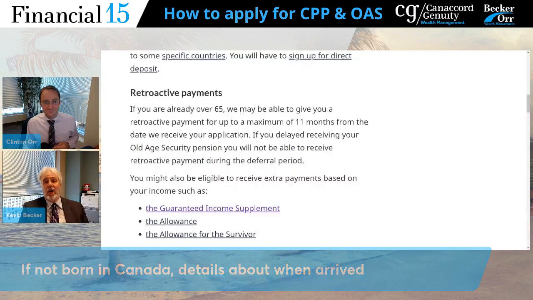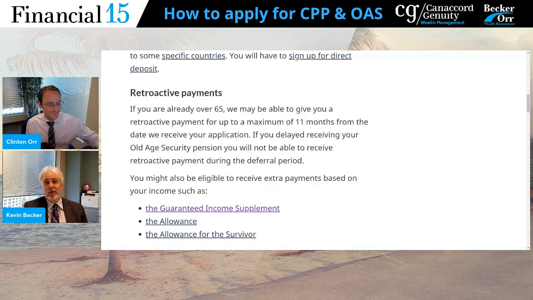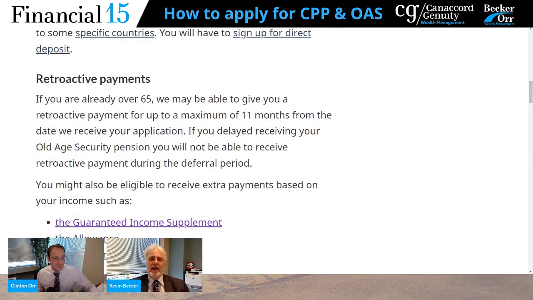That is necessary. Otherwise, you may or may not qualify for that. So what are some of the tips that we want to talk about today, though, Clint, when we're dealing with applying for CPP and OAS? Yeah, some extra tips people might not be aware of. So for old age security, there's a retroactive payment feature.